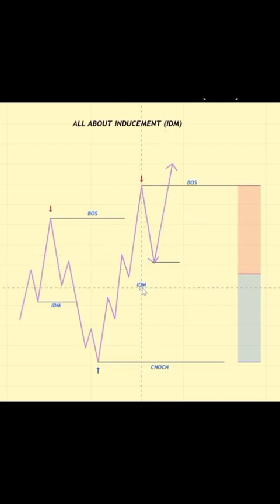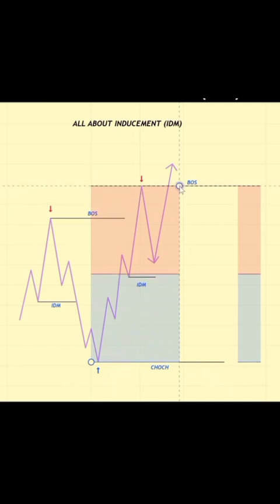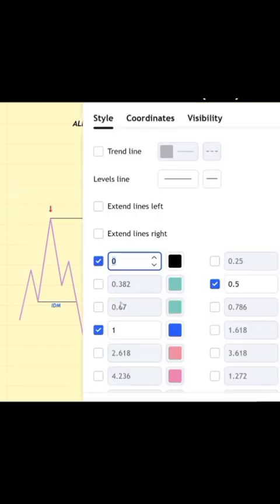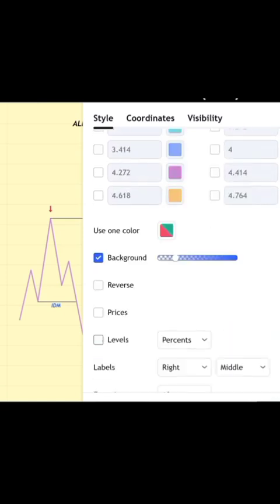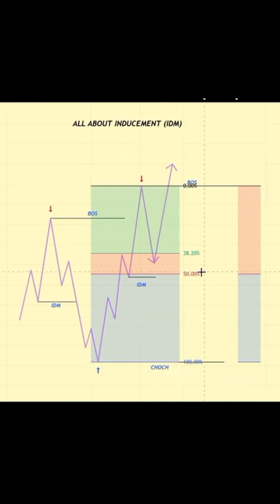First, we need to make sure that this pullback formed above the break of structure is not deep enough past the 38.2 of the Fibonacci retracement. So right here, if I take my Fib tool, raise it until there, and actually mark the 38.2 and show the percentages so that I can see how this is. We can see that this pullback is deep enough past the 38.2 of the Fibonacci retracement tool. This showcases that this pullback is no longer a pause but a corrective move.